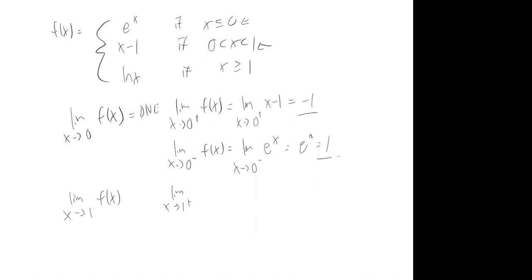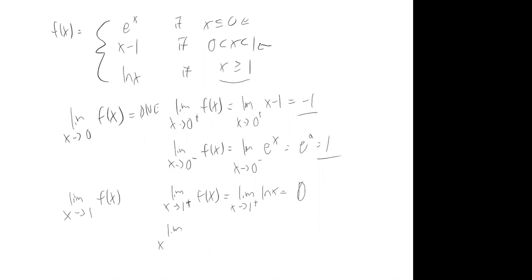Now the limit as x goes to 1 from the right of f of x. What is this? Same exact question. If I'm approaching 1 from the right, am I bigger or smaller than 1? Bigger. So what equation should I use? Yeah, this one, ln x, and then ln of 1 is 0.